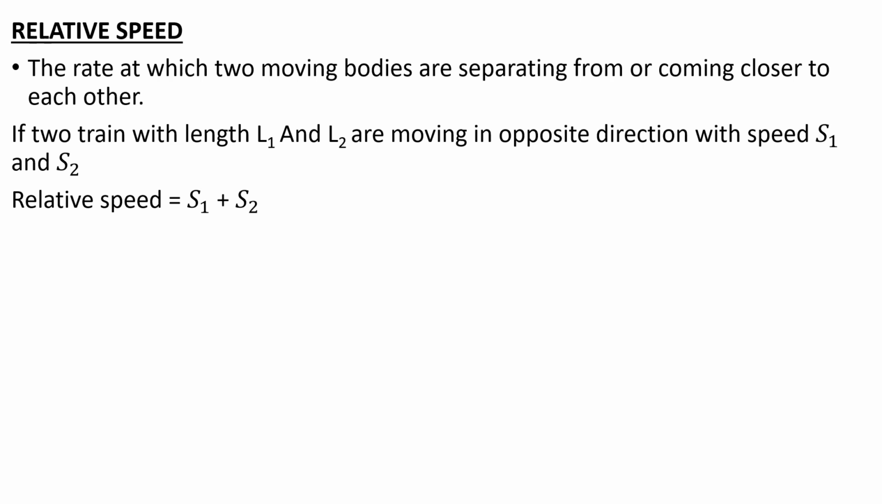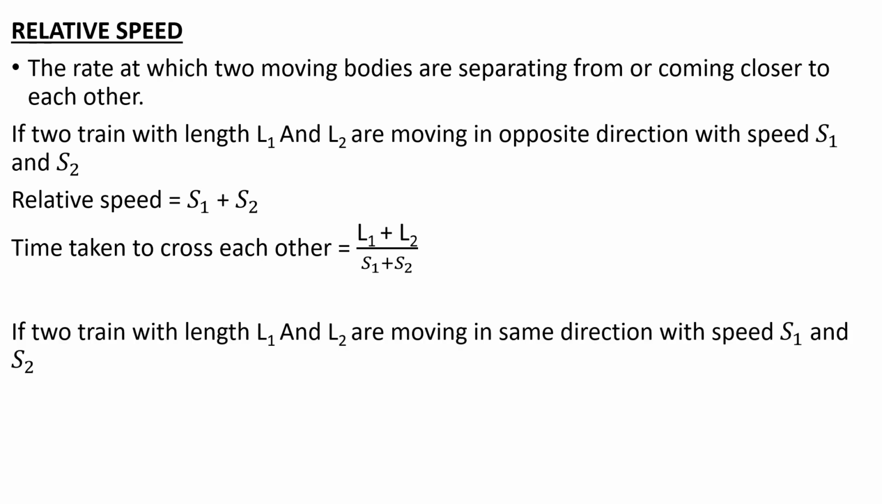So whenever the bodies are moving in opposite directions towards each other, you have to add the speeds, so the relative speed will be more. Similarly, the time taken to cross each other will be the total length of the trains, that is L1 plus L2, divided by S1 plus S2.